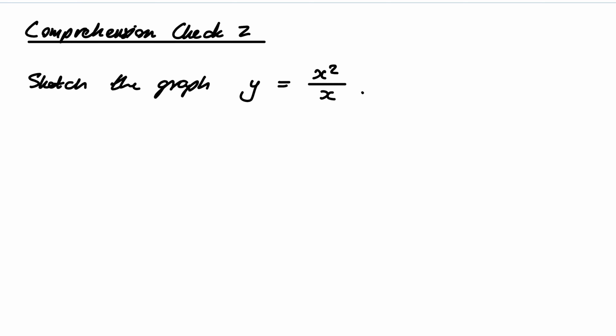Let's sketch this graph. So this, again, is a classic problem. It's almost identical to the one we've just seen. Let's think very carefully about what this looks like. So y, or maybe I should say x squared over x. It takes different values, doesn't it, right? Depending on what x is.